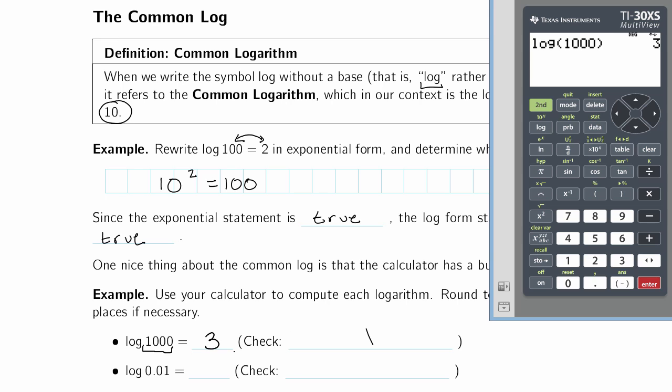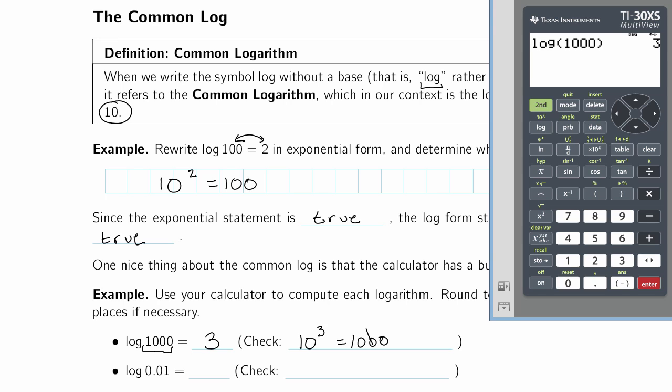To check that, the base is 10, and the exponent and the argument change places. So 10 to the third is 1,000, and we know that that's true, right? When we take a power of 10, it's just a 1 followed by that many zeros.